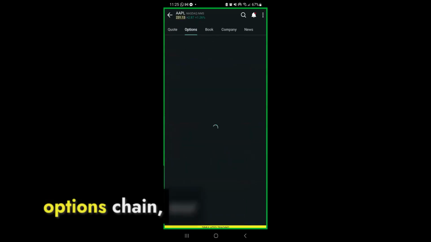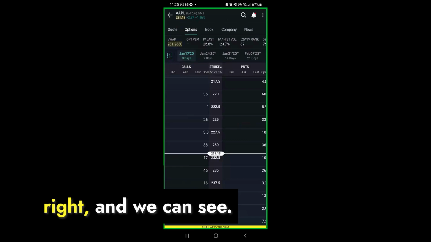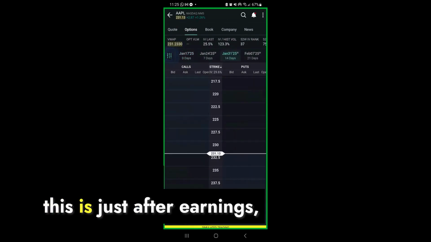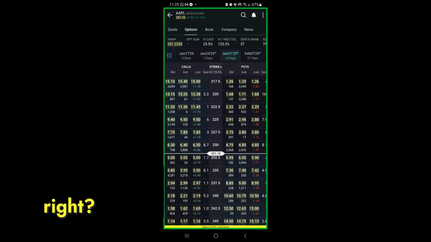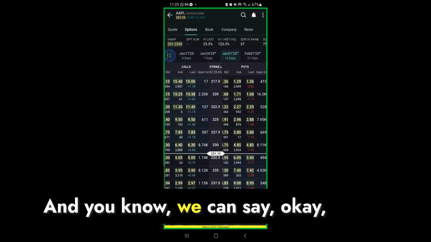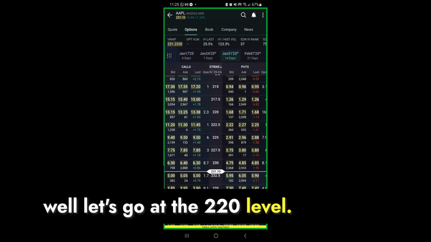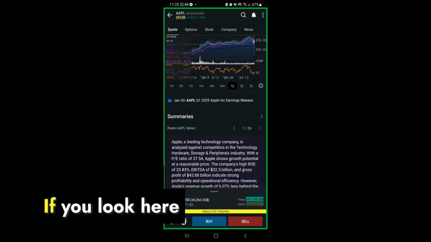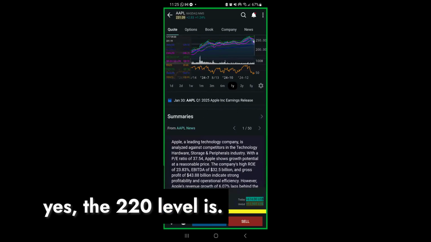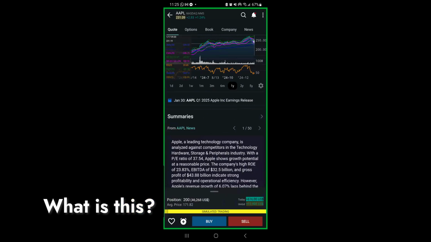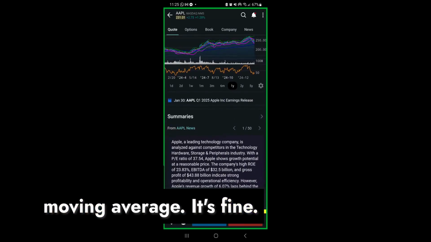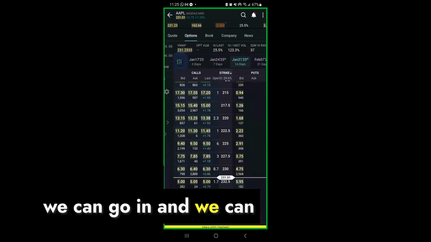So if we go to our options chain, and I want to do January the 31st, this is just after earnings, right? And we can say, okay, well, let's go at the 220 level. Yes, the 220 level is just above that 200-day moving average, which is fine. And we can go in and put that trade in.